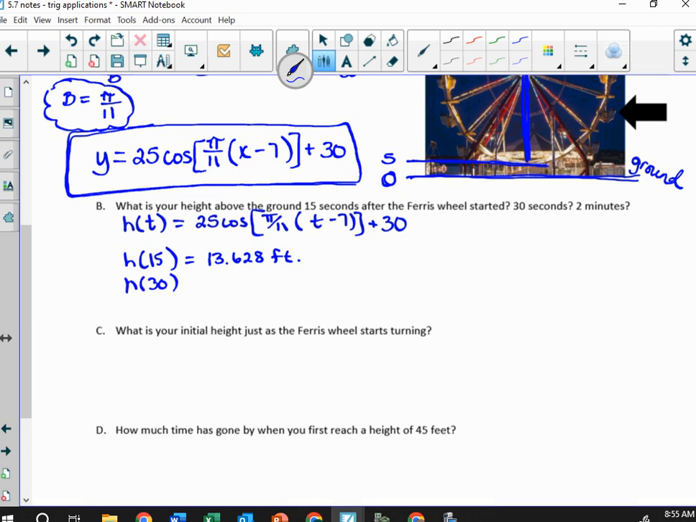So for 2 minutes, what do I put in for the time or the x value? Do I put a 2? No. 120, yeah. A minute is how many seconds? So guys, I'll write the others up here. You can check when you're ready.